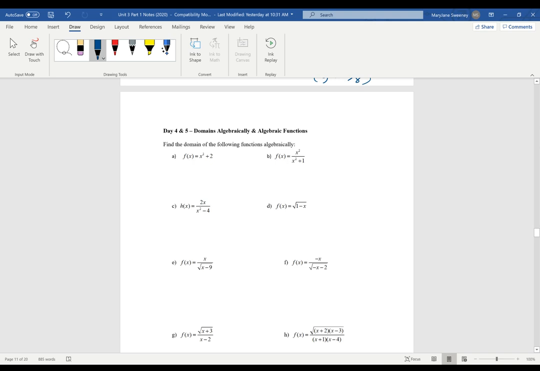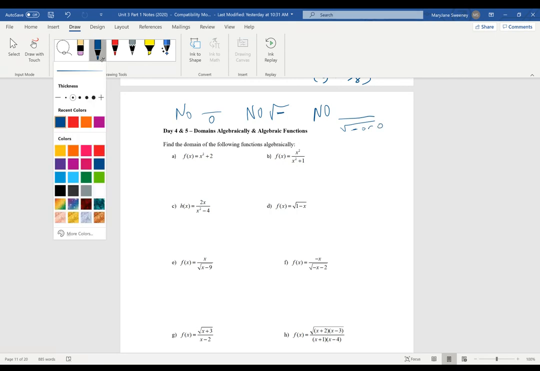Okay, so we're going to look at doing some domains algebraically. The point of this is doing it algebraically, not doing it with a graphing calculator. One thing to realize with domains, we want no 0 in the denominator, no negative under a radical, and no, so let's say we have a denominator and a radical in the denominator. We don't want a negative or 0 then, if that radical is in the denominator.